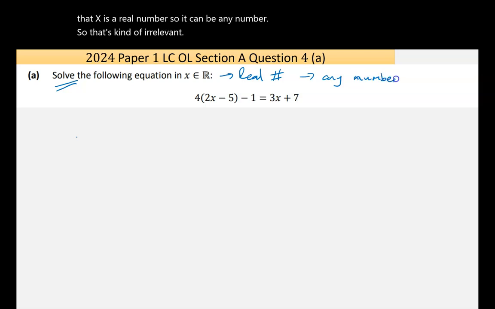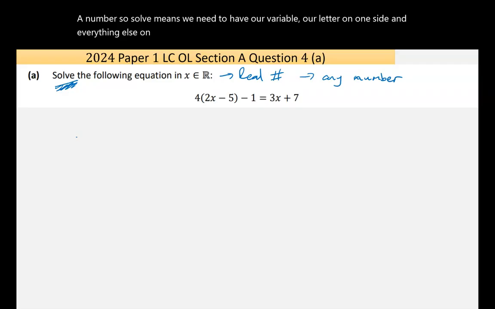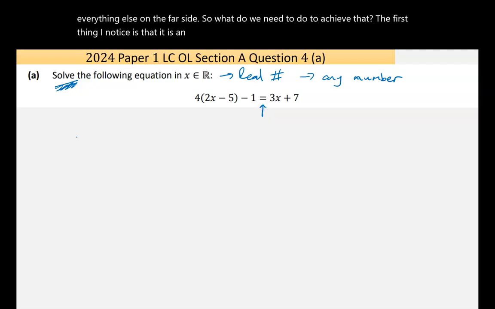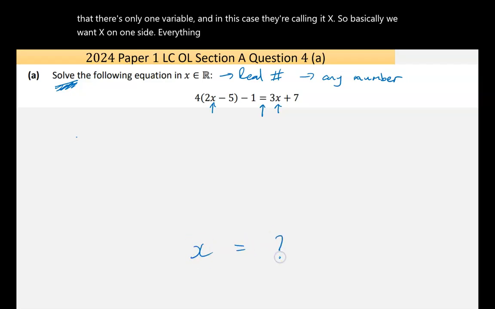Any number. So solve means we need to have our variable, our letter, on one side and everything else on the far side. So what do we need to do to achieve that? The first thing I'll notice is that it is an equation, so the rules of algebra apply. And the second is that there's only one variable, and in this case, they're calling it x. So basically, we want x on one side, everything else on the far side.